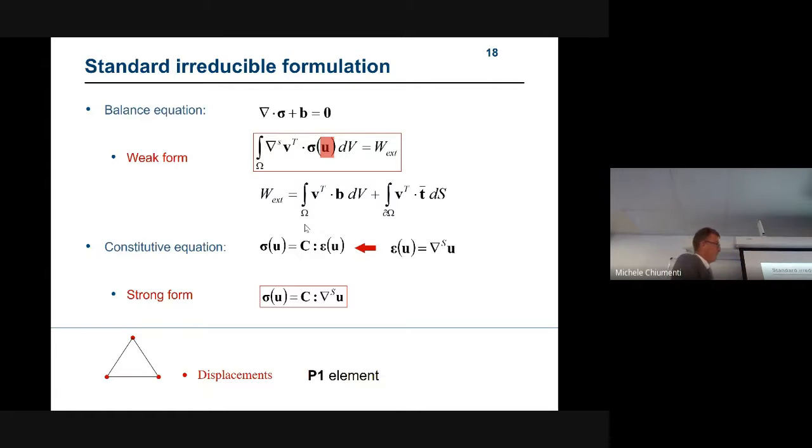Okay? Perfect. This means that you have a weak form for the balance equation, the one solving the problem in the domain, while the constitutive equation is solved at the Gauss point, where you catch the displacement, transform it into strains and then into stresses. Okay? Classical one.